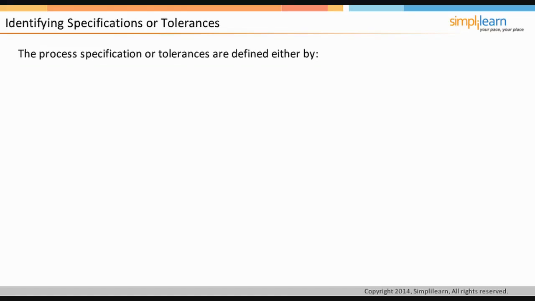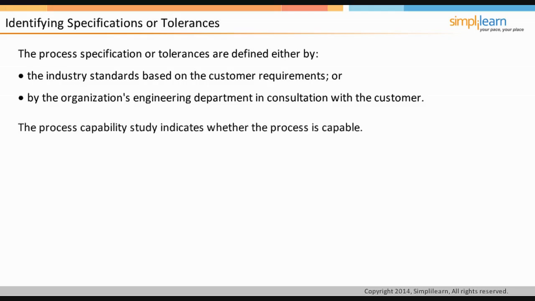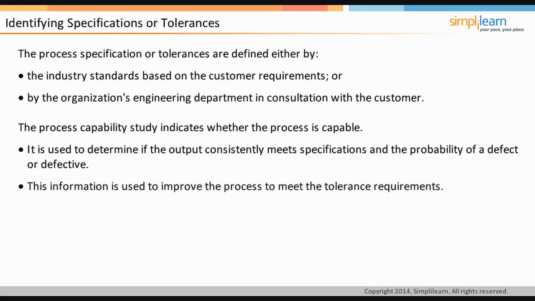The process specification or tolerances are defined either by industry standards based on customer requirements or by the organization's engineering department in consultation with the customer. A stability study, followed by a comprehensive capability study, also helps in identifying if the process mean meets the target or the customer mean. The process capability study indicates whether the process is capable. It is used to determine if the output consistently meets specifications and the probability of a defect or defective. This information is used to evaluate and improve the process to meet the tolerance requirements. In the following screen, we will learn about process performance indices.